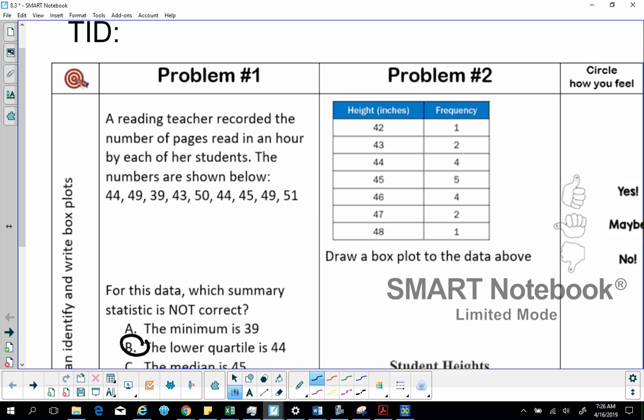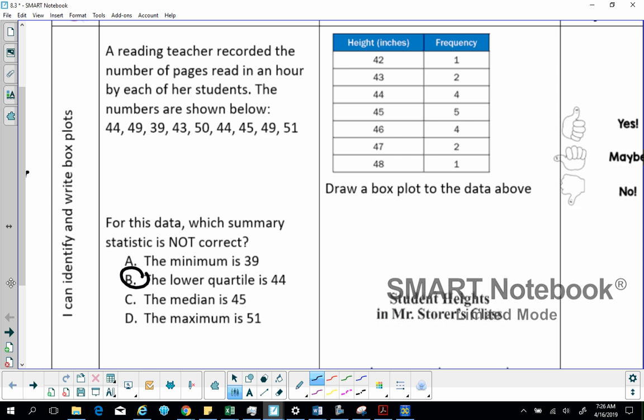What was the lower quartile? Yeah, it was something .5. I didn't even write it down. But the only one that wasn't correct, these are all true, was that lower quartile, that Q1. I think when I walked around, you already got that.